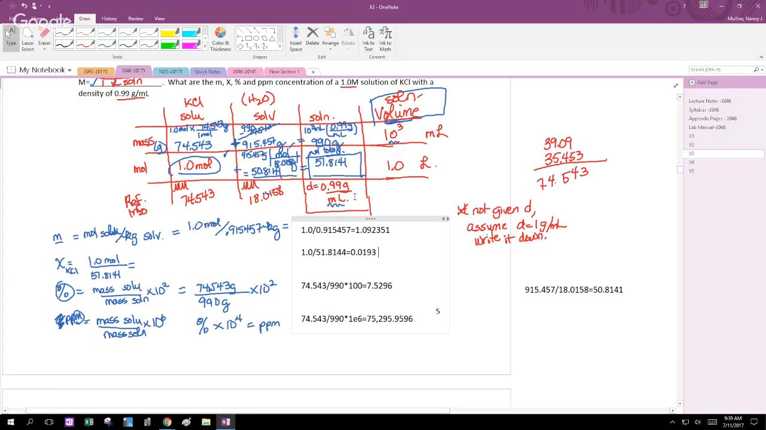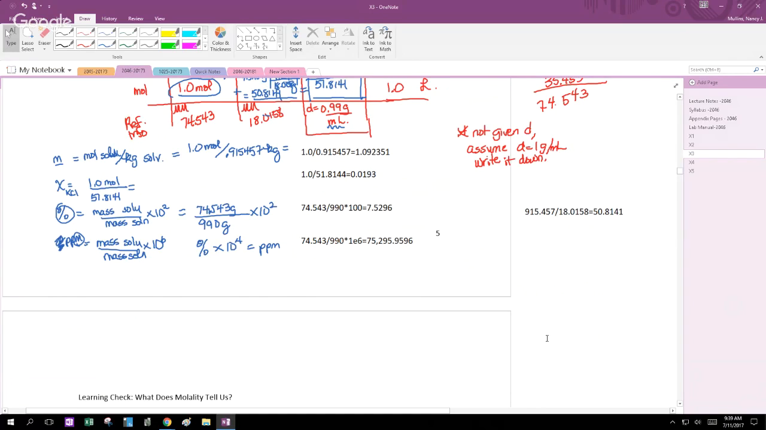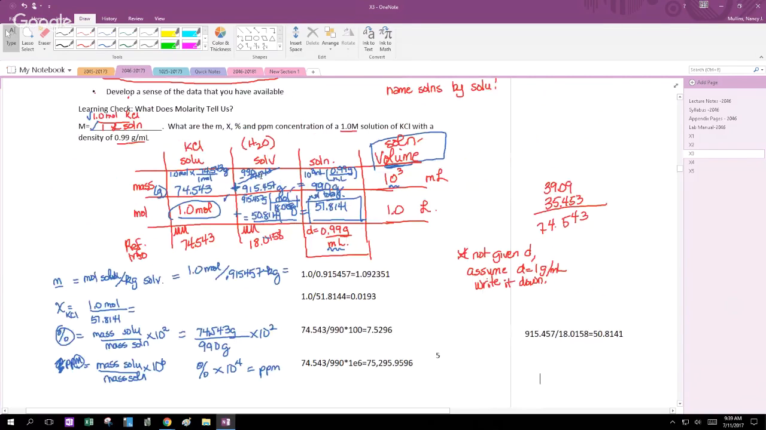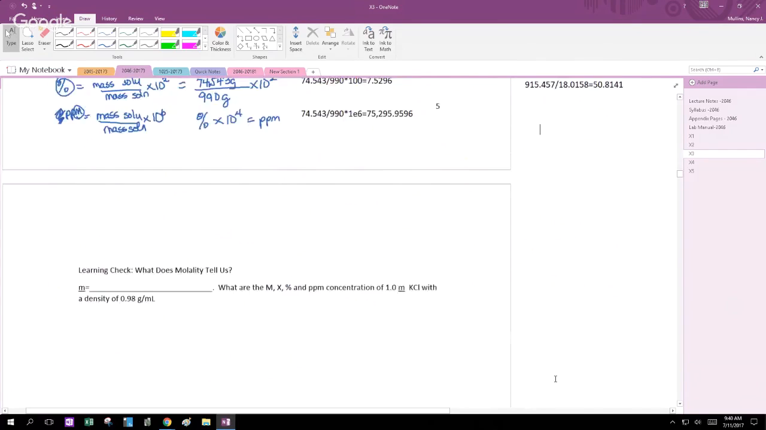So the challenge here is to make sure that you have figured out all of the information you're given and then how these things relate to each other. So let's notice again, your molality is very similar to your molarity. It was 1 molar, it's 1.1 molal. That's how you pronounce that.